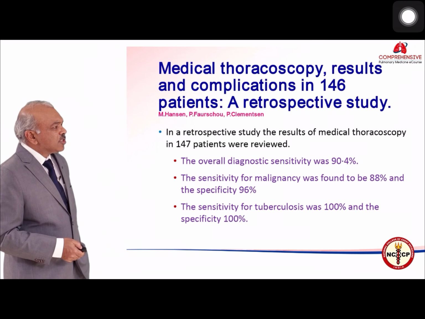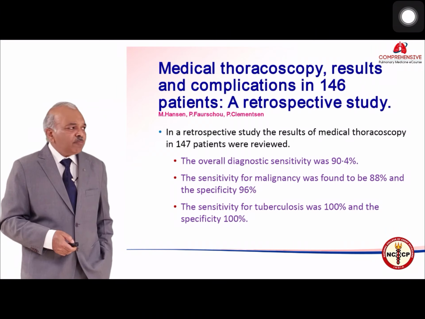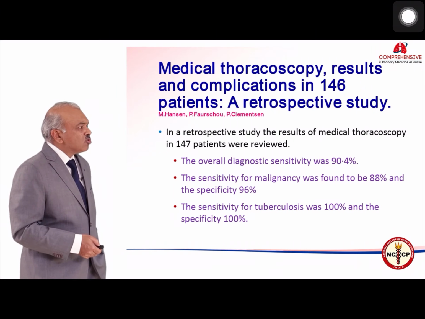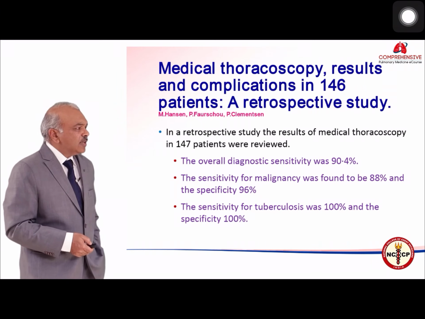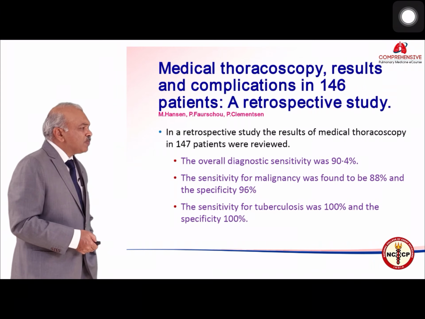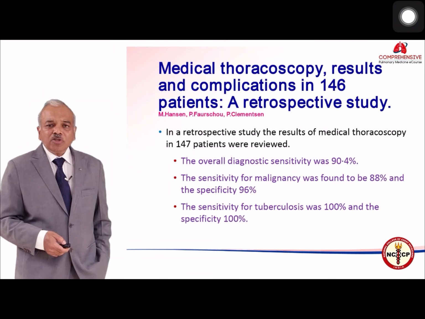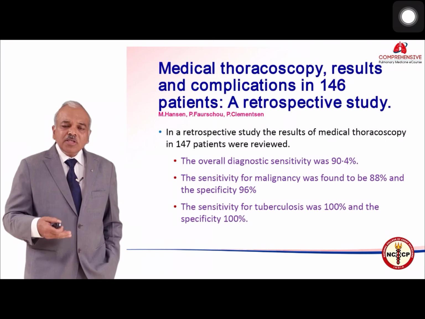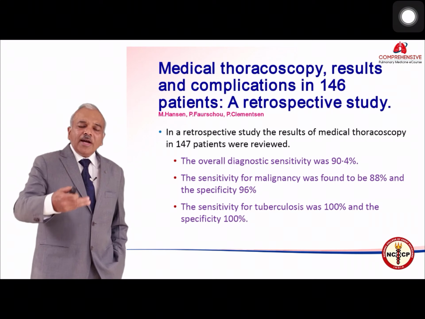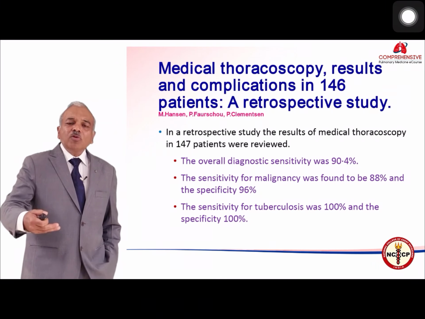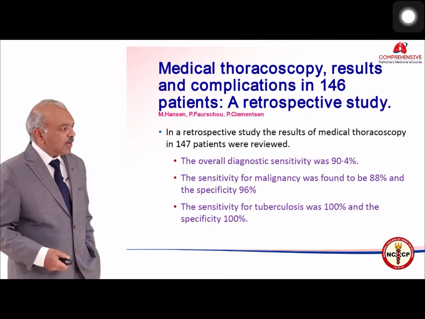Look at this study, and in this you will find this is a retrospective study of about 150 patients. Medical thoracoscopy was done and it had a sensitivity of 90%, malignancy in 88%, specificity of 96%, and again 100% for tuberculosis. And in a country like ours, where tuberculosis is so common, if you have a tool where you can diagnose your indeterminate pleural effusion with confidence, especially for tuberculosis, it is a big advantage.